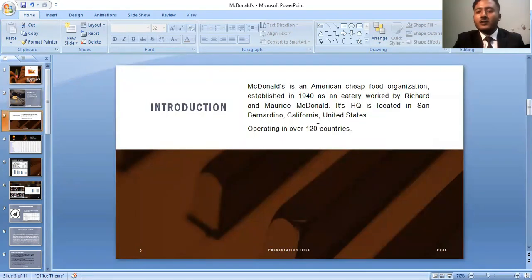McDonald's is an American fast food organization established in 1940 by Richard and Maurice. Its HQ is located in San Bernardino, California, United States, operating in over 120 countries. Now moving into ratio analysis.